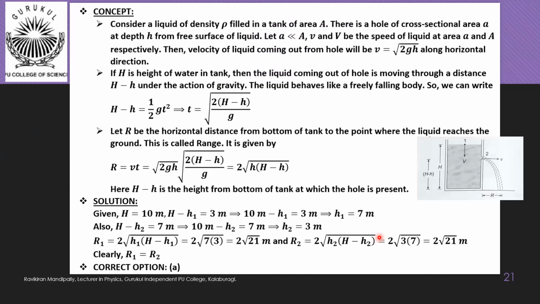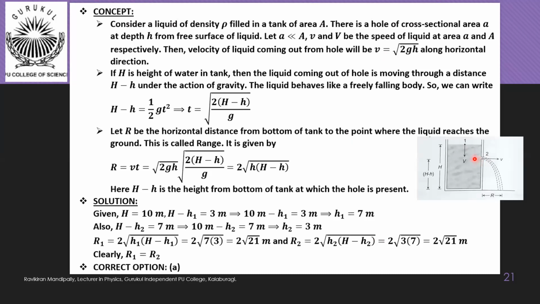Now, in this case, again, we are considering a container which is filled with liquid of density rho, and area of cross section of container is capital A, and there is a hole at a depth of h from the free surface, and this hole has negligible cross sectional area. Then the liquid has velocity v equal to root 2gh, and this velocity will be only along the horizontal direction. That means there is no velocity for this flow in vertical direction.